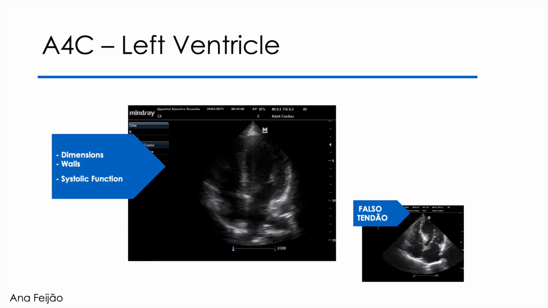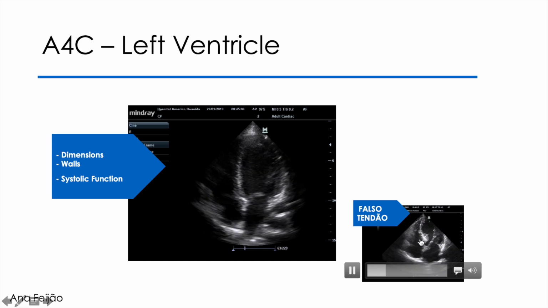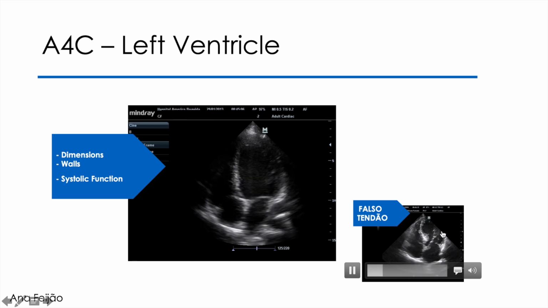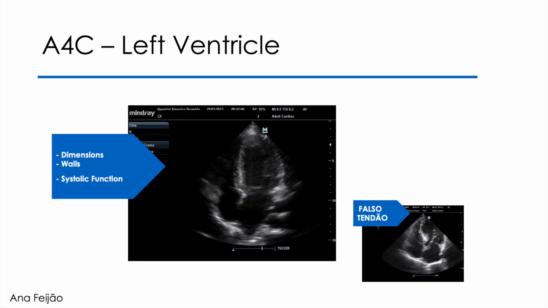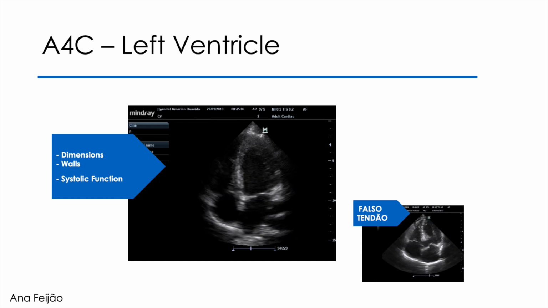For those who don't know, the false tendon is a linear structure, as we can see here, that runs through the left ventricle cavity. It is an anatomical structure without any physiological significance and can cause a murmur. In children, it is one of the biggest causes of systolic murmurs.